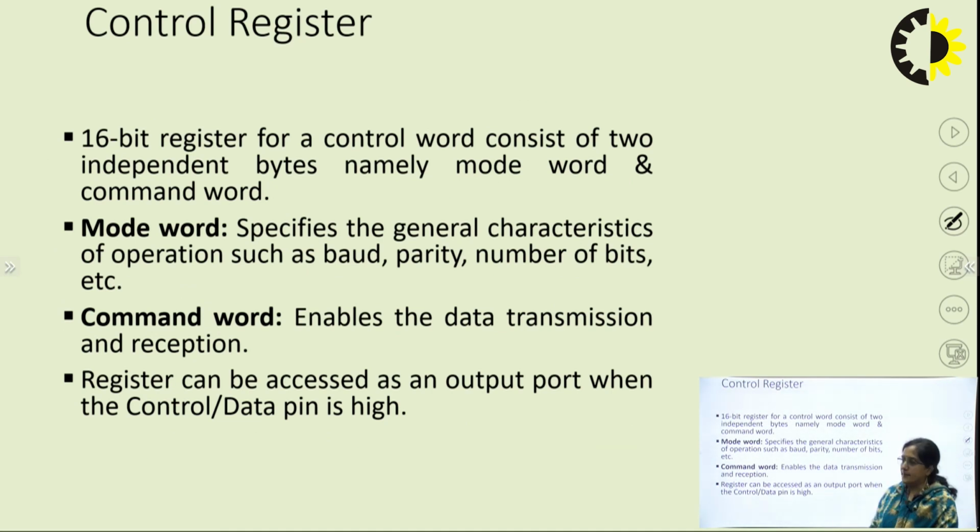Control word register. Here in 8251 we have a 16-bit control word register where we have two parts, mode word and command word. Mode word is used where we can specify the baud rate, the parity bits and the number of bits we want to be associated in a frame.